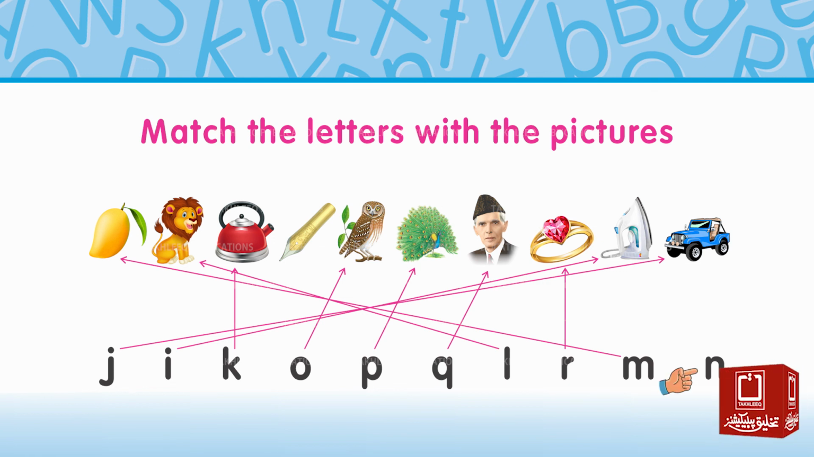N stands for nib. Now we search the picture of a nib. Mango, lion, cattle, nib. Yes, this is the picture of a nib. So we match N with the picture of a nib.